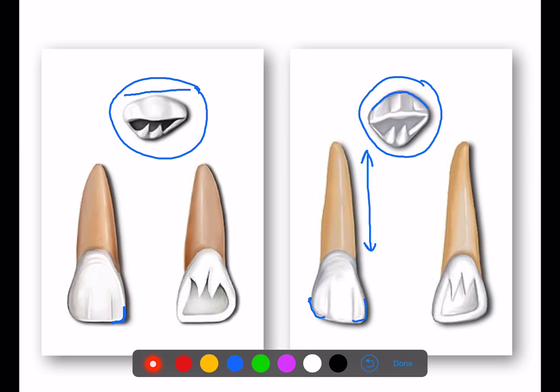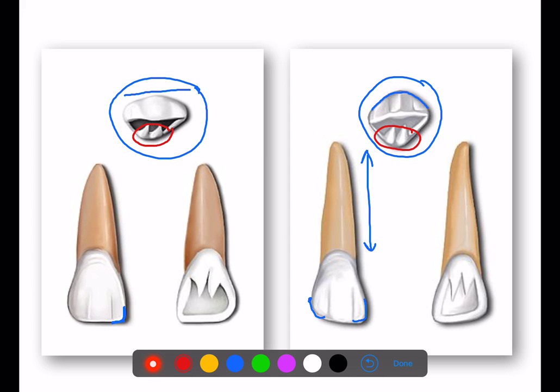And look at the cingulum area. The cingulum area also is more pronounced on the maxillary lateral when compared with the maxillary central. So these are the main differences between maxillary central and lateral. The main difference is the mesio-incisor line angle is sharp in the maxillary central, whereas both mesio and disto-incisor line angles are rounded in the lateral. Except for the root length, the maxillary lateral is smaller in every dimension.